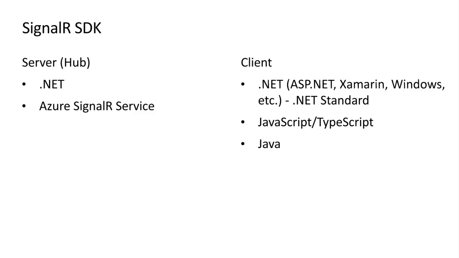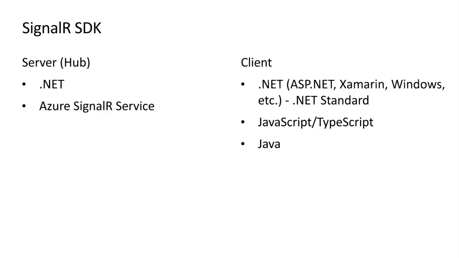Now what's really cool is that that hub has a whole SDK. So you can kind of think of it as what's running on my back end and what's running in my clients. So the hub you can run with .NET, specifically ASP.NET Core or ASP.NET, which I'll show here in a second. Or we have an entire Azure SignalR service that'll scale out automatically for you.